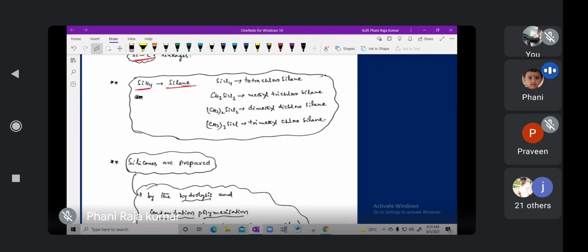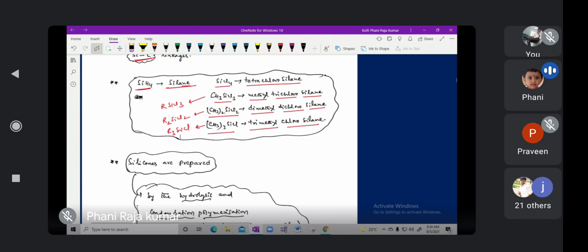SiH4 is called silane. SiCl4 is tetrachlorosilane. CH3SiCl3 is methyl trichlorosilane. CH3 taken twice, SiCl2, is dimethyl dichlorosilane. CH3 taken thrice, SiCl, is trimethyl chlorosilane. This is written as RSiCl3. This is R2SiCl2. This is R3SiCl. Alkyl, dialkyl, trialkyl chlorosilane.